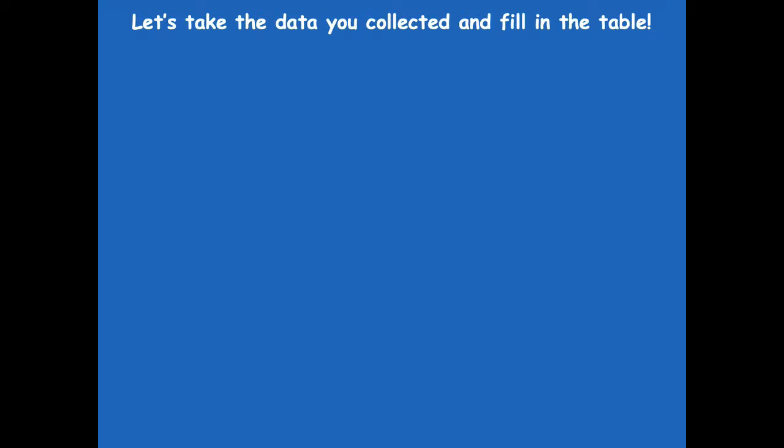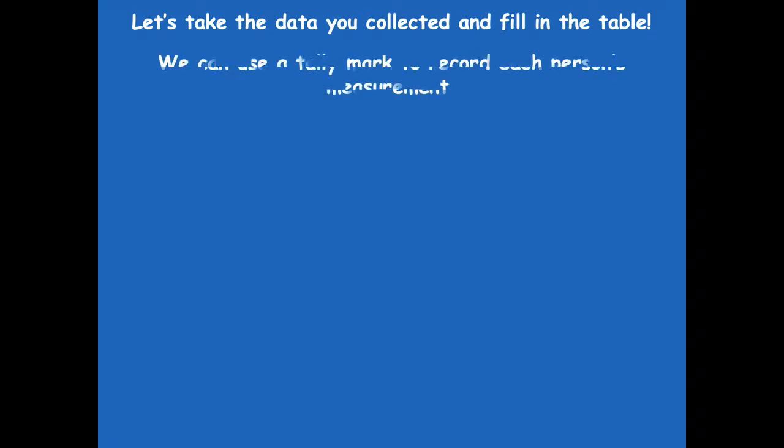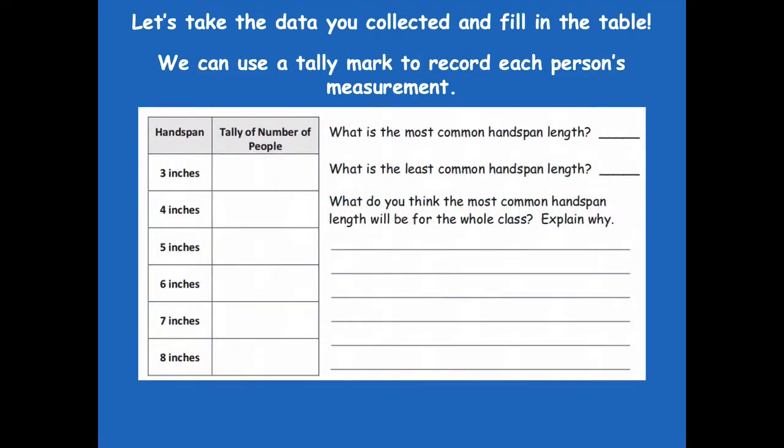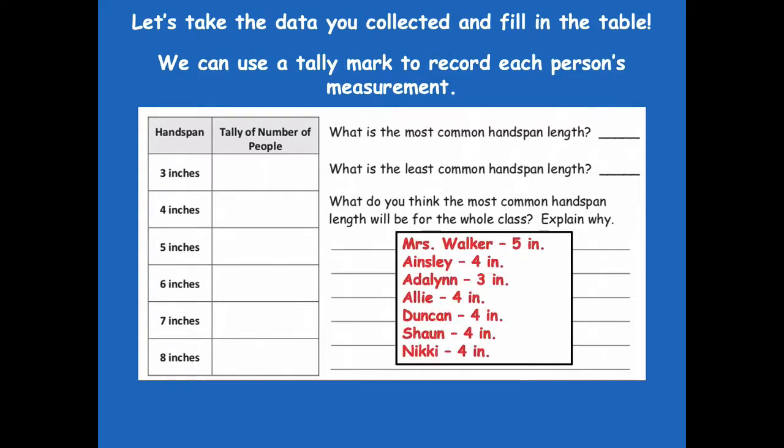All right, so let's take a look at the data you've collected and fill in the table. We can use a tally mark to record each person's measurement. Because we're not all together, I came up with a list of data for us to look at. I have my hand span, and Ainsley's hand span is 4 inches, Adeline's is 3 inches, Allie's is 4 inches, Duncan's is 4 inches, Sean's is 4 inches, and Nikki's is 4 inches. That's the hand span for those people.